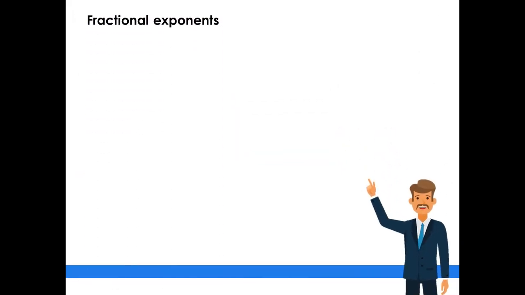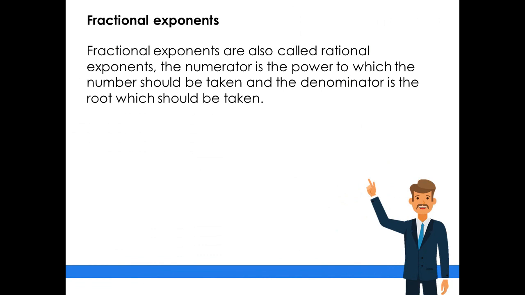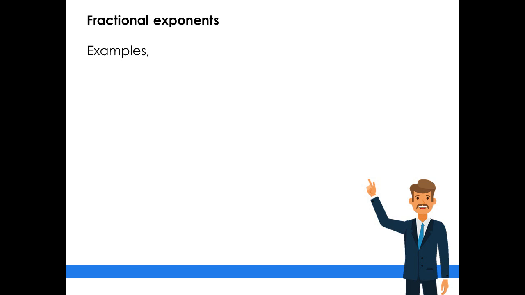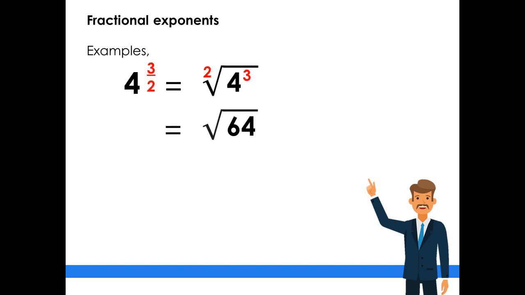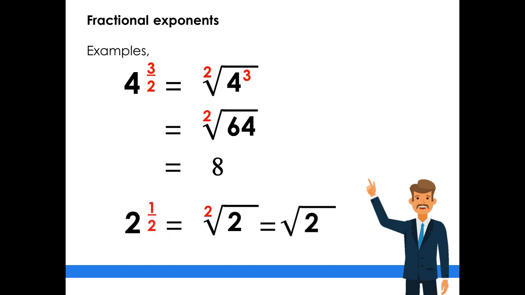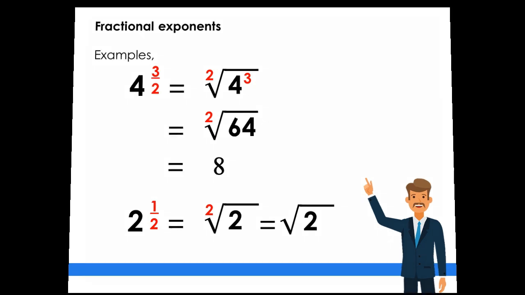Fractional exponents. In fractional exponents, the numerator is the power to which the number should be raised and the denominator is the root which should be taken. x raised to m by n equals nth root of x raised to m. Example: 4 raised to 3 by 2 equals square root of 4 cube equals square root of 64 equals 8.